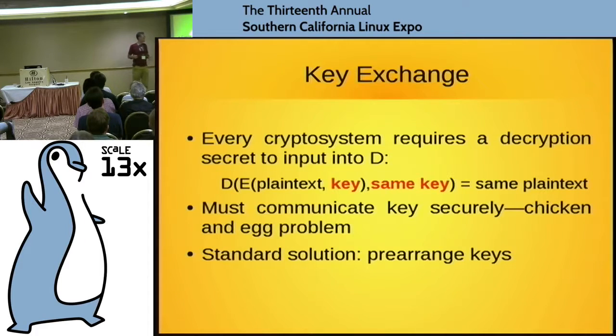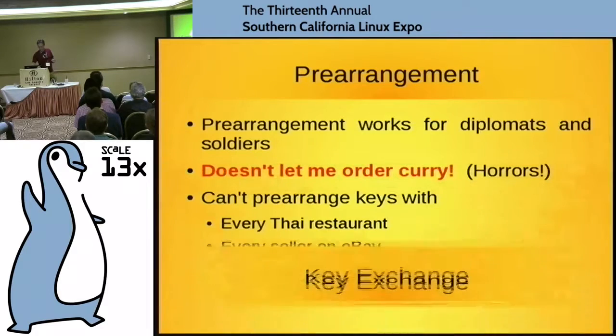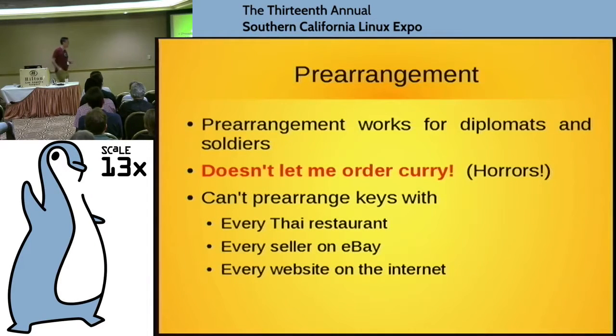All right. So what we really do, of course, in the real world, is we prearrange keys sometimes. We're together, we prearrange them, yes? Okay. And that works, sort of, if you're a diplomat or a soldier. You know you're going to communicate securely back with Washington, with headquarters. It actually doesn't work for us. And in particular, we have the most serious problem. It doesn't let me order curry over the internet. And why is that? Because I can't prearrange keys with every Thai restaurant in every location I might ever visit, can I? It's just ridiculous.